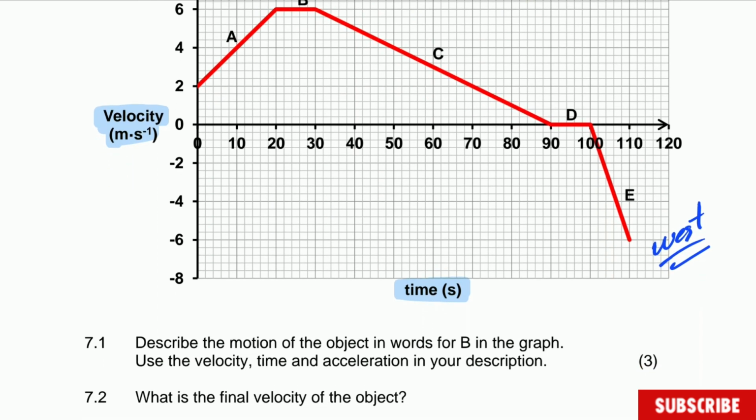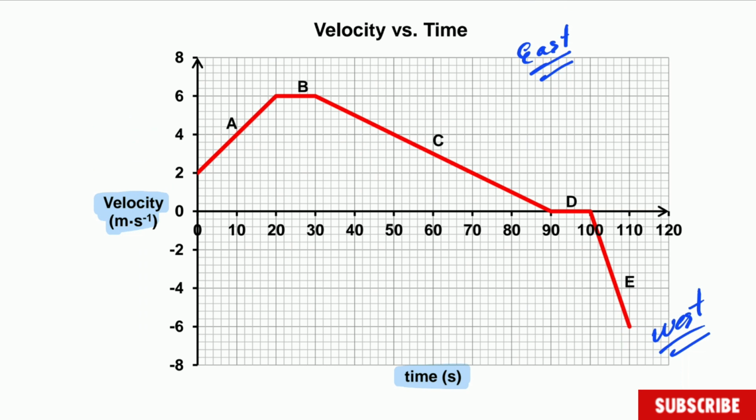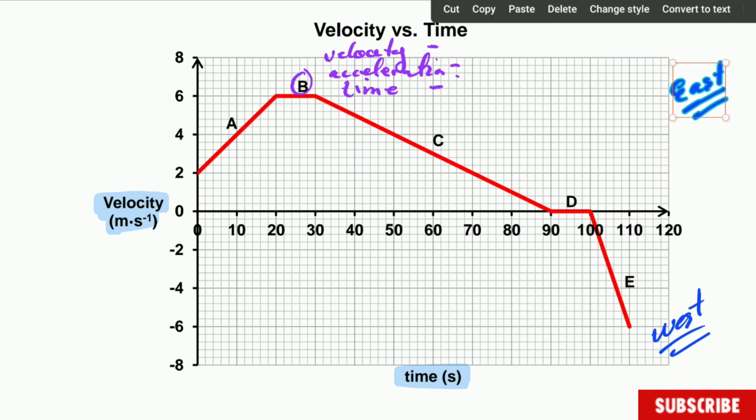They say describe the motion of the object in words for B in the graph. Use the velocity, time, and acceleration in your description. In this case, we are working at B, and they want you to speak about velocity, they want you to speak about acceleration, and they want you to speak about time. So that's all you have to speak about for B. Let's move this one out of the way, because I want to use that there to write.